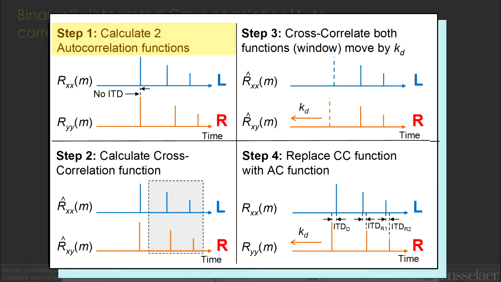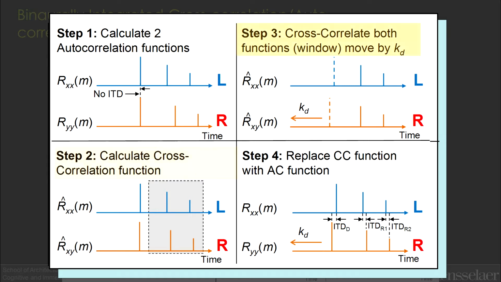So in step two, we basically compare the autocorrelation function to the cross-correlation function. The autocorrelation function, in this case, is for the left ear, and the cross-correlation function is the left and the right ear comparison. The trick is that we just analyze the side peaks. So we take a window indicated by the gray window with the dashed boundaries, and since these are the same reflections, they should align in time.